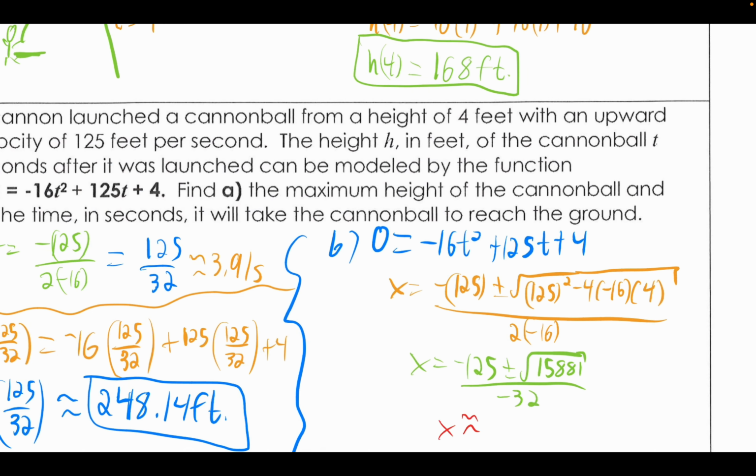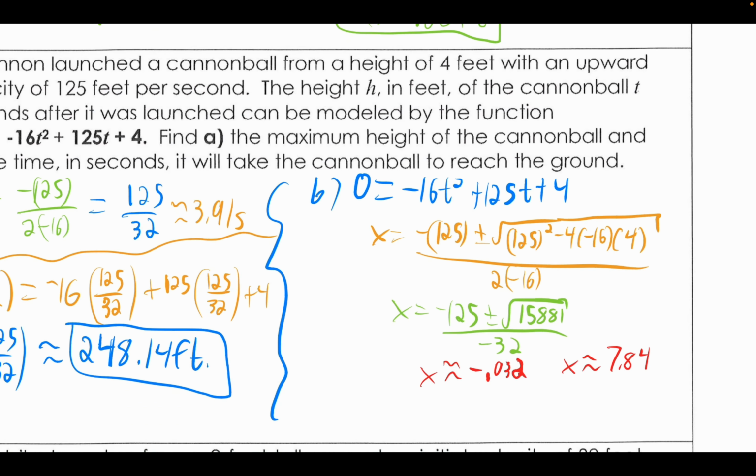which gives me approximately negative 0.032, as well as approximately 7.84. Now here's the thing. Time cannot be negative, so this does not exist.